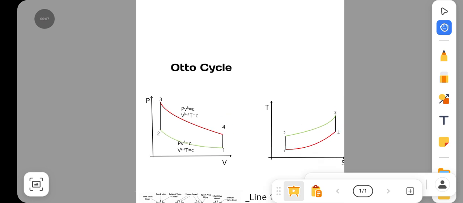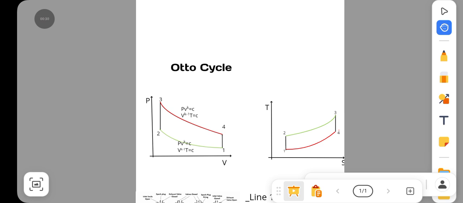In this video I'm going to talk about the Otto cycle. The Otto cycle is also known as the petrol cycle that we use in gensets, in car engines and different types of engines. Petrol, gas and many other engines operate on the Otto cycle, which is also known as a constant volume cycle, an isochoric cycle.